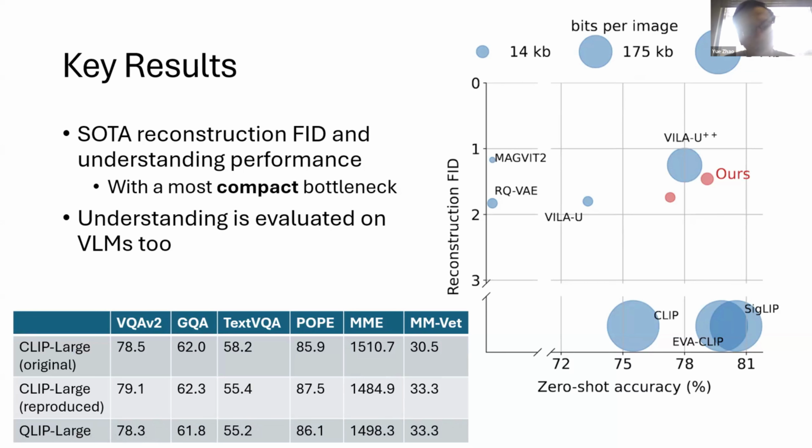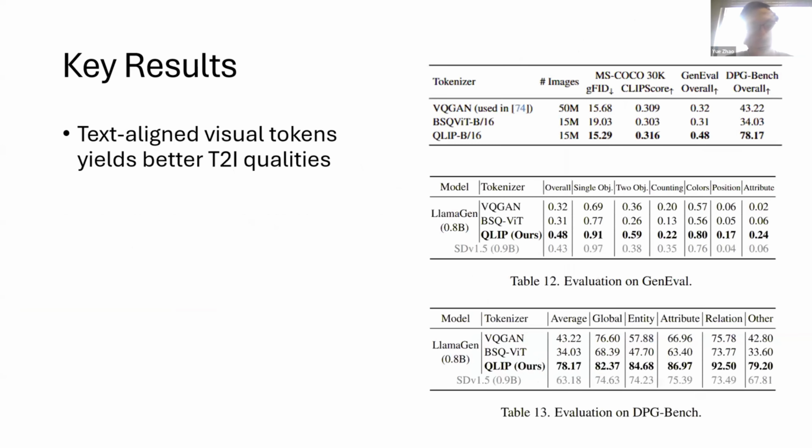And this understanding performance also generalizes to VLMs, for example, LLaVA 1.5. And here is the generation result, where we show that using this text-aligned visual tokenizer yields much better text-to-image quality, for example, on GenEval and DPG-Bench.